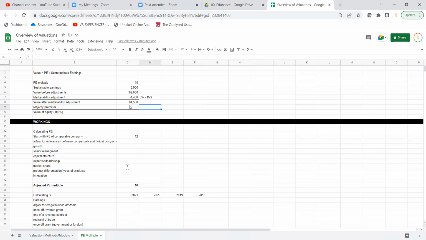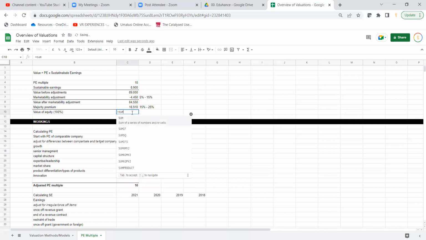So what would happen? The majority premium is typically, let's say, 15% to 25%. Okay, so you use whatever you want to use if they don't tell you which one. So let's just use 20%. So we'll say that times 20%.